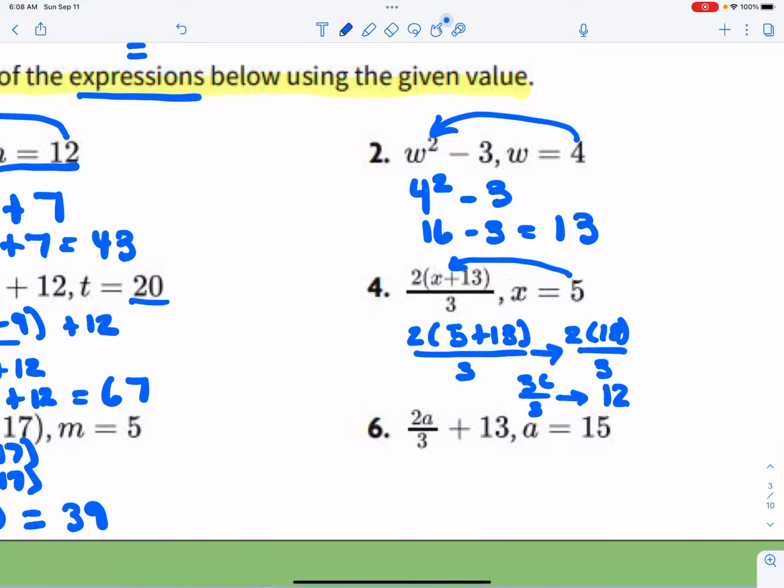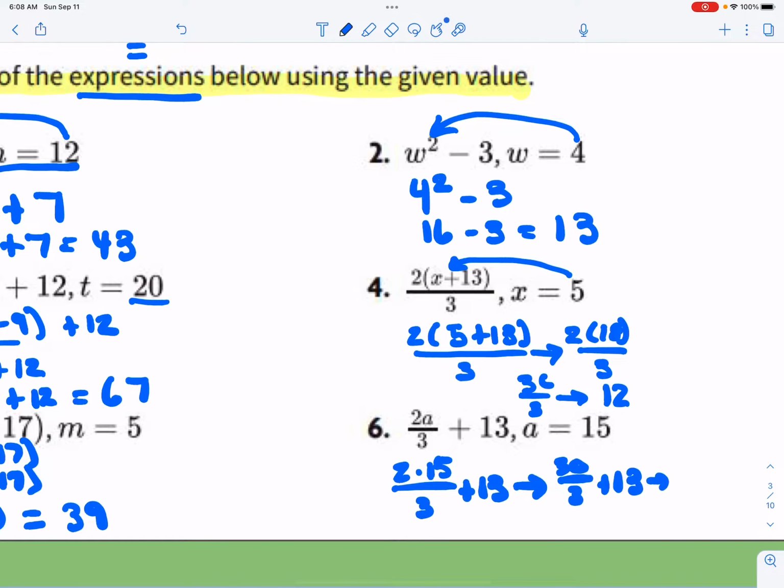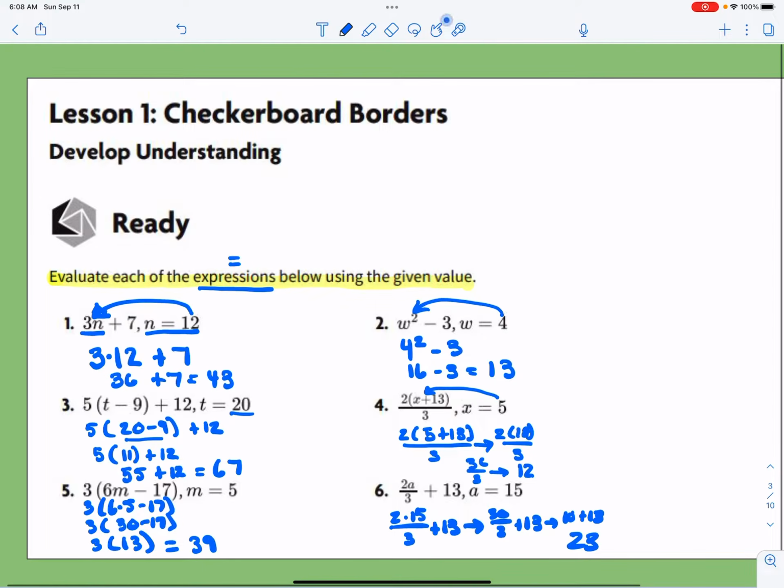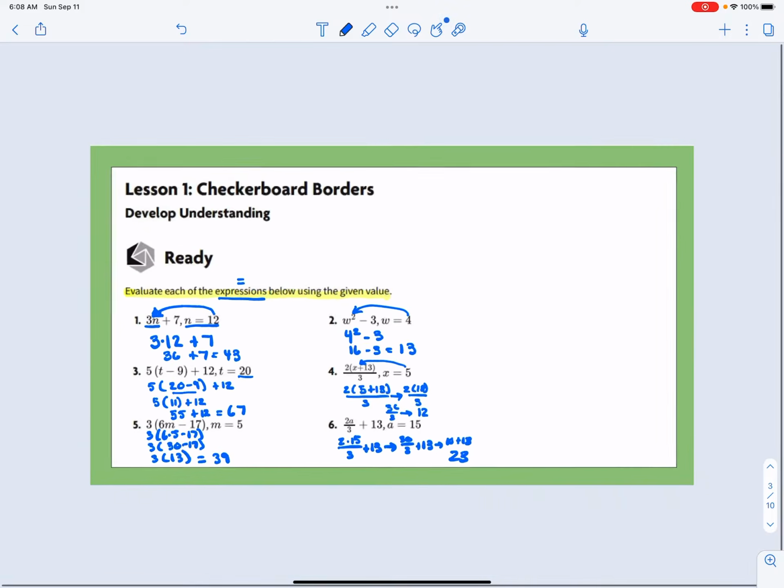And our last one, we're going to put the 15 in there. So we have 2 times 15 over 3 plus 13. Well, 2 times 15 is 30. So we have 30 over 3 plus 13. 30 over 3 is 10. So we have 10 plus 13, which equals 23. All right, so that's what we have for this first one.